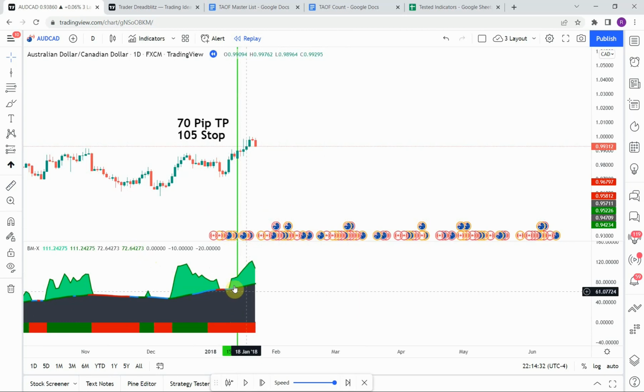You can actually see it here on these coordinates. Right there, it's blue, blue, and boom, green right there. We enter right here. You see that we get a really nice push to the upside, getting us to take profit. Let's go ahead and continue on.